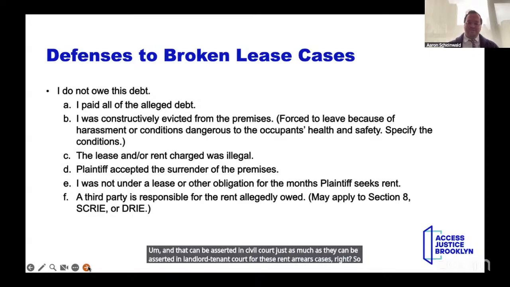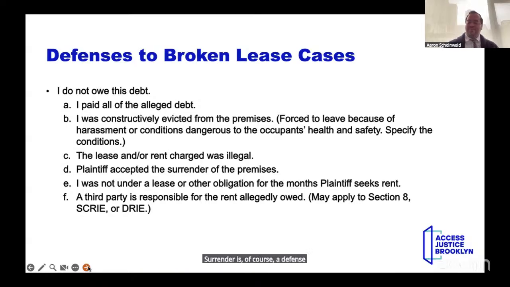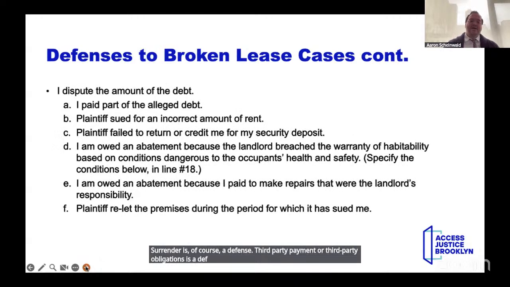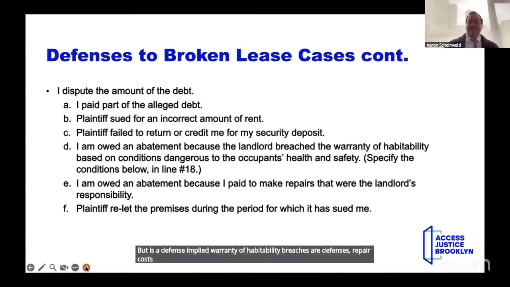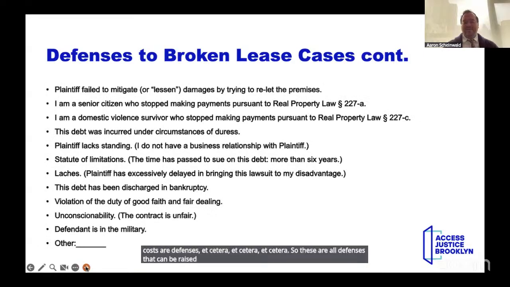These are defenses that you all most likely know, and that can be asserted in civil court just as much as they can be asserted in landlord-tenant court for these rent arrears cases, right? So payment, obviously, constructive eviction, anything related to the legality of the premises or the lease itself. Surrender is, of course, a defense. Third-party payment or third-party obligations is a defense. An incorrect amount of rent is a defense. A return of the security deposit is essentially a counterclaim, but is a defense. Implied warranty of habitability breaches are defenses. Repair costs are defenses, et cetera. So these are all defenses that can be raised in these proceedings.